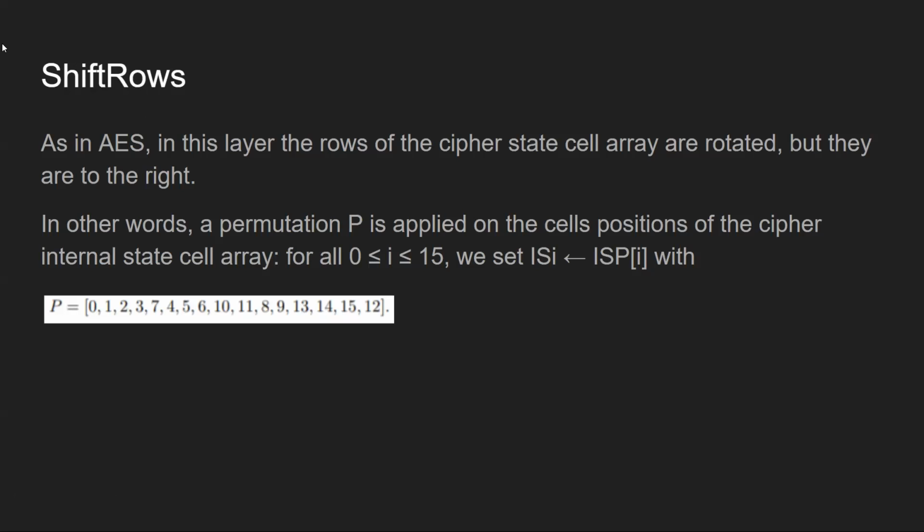So ShiftRows is a pretty simple one. In this layer, the rows of the cipher cell array are rotated to the right. In other words, a permutation P is applied on the cell positioning of the cipher's internal state cell array for all 0 through 15, shown here. That's pretty much saying that the second, third, and fourth cell rows are rotated by 1 through 3 positions to the right, respectively.